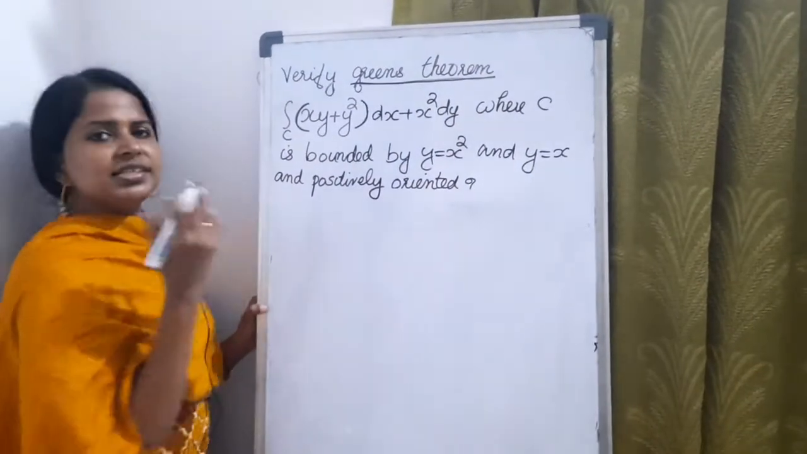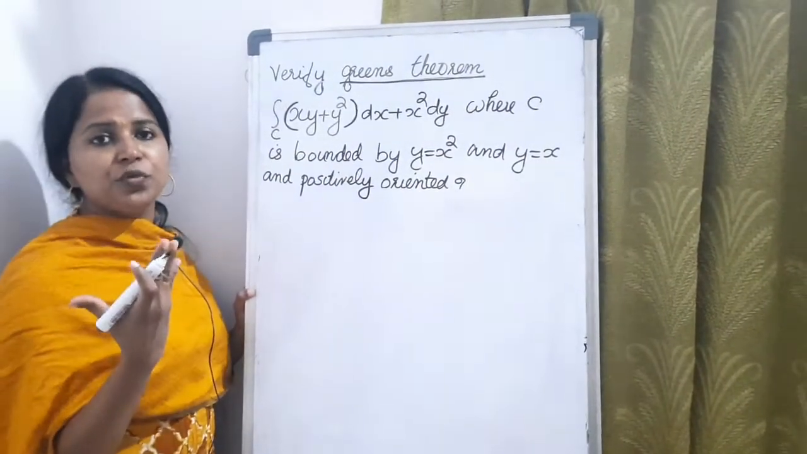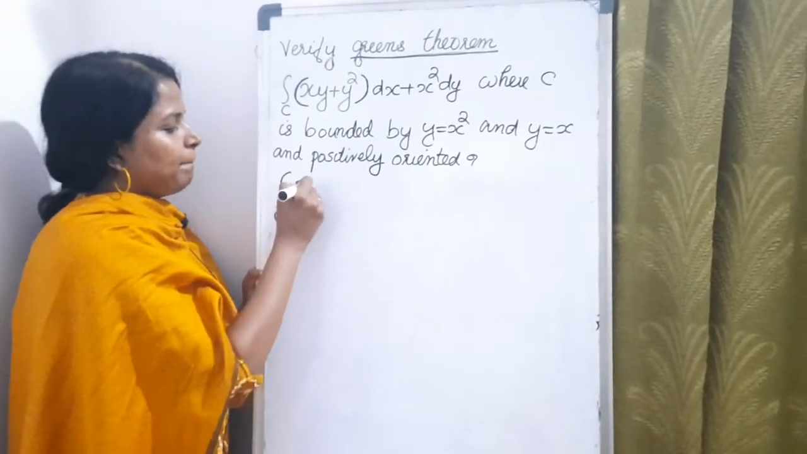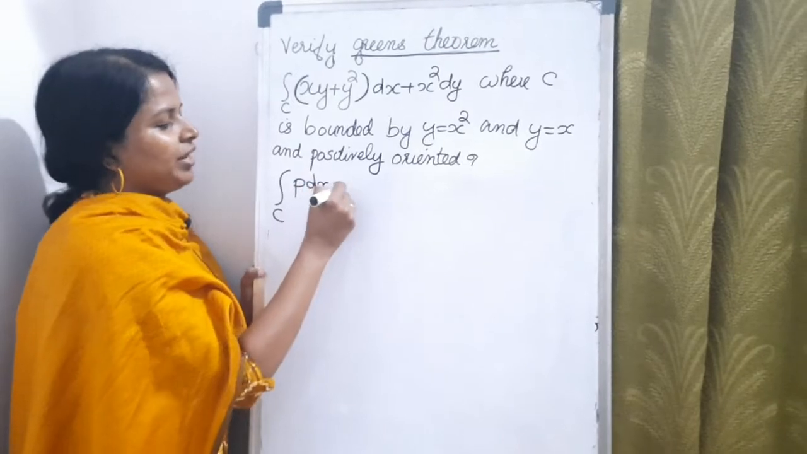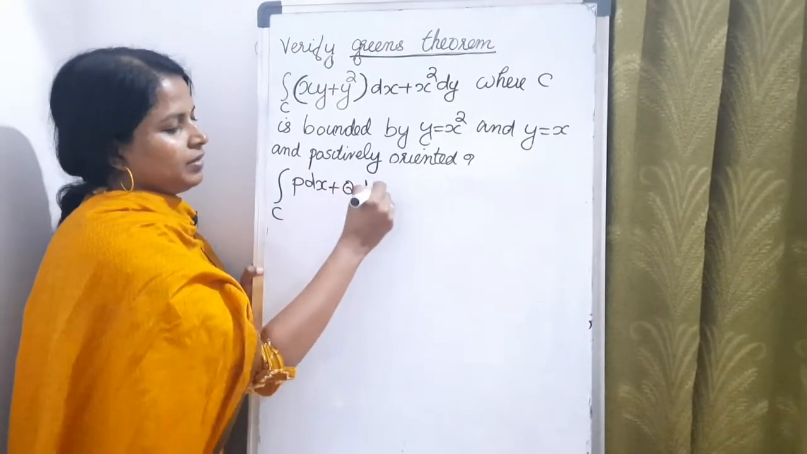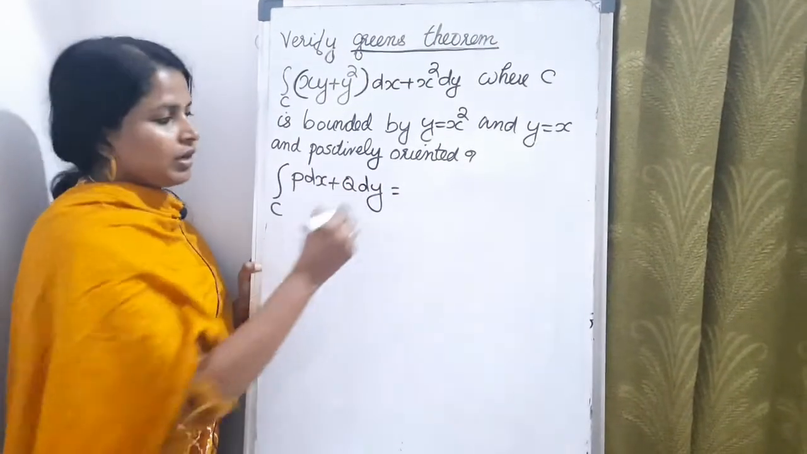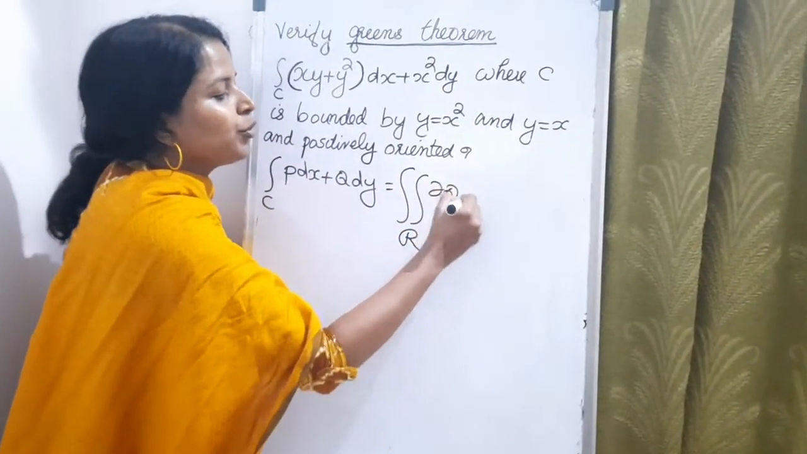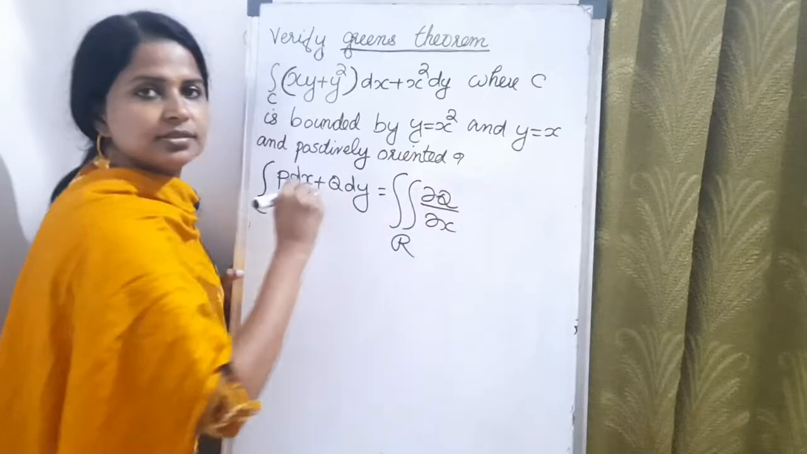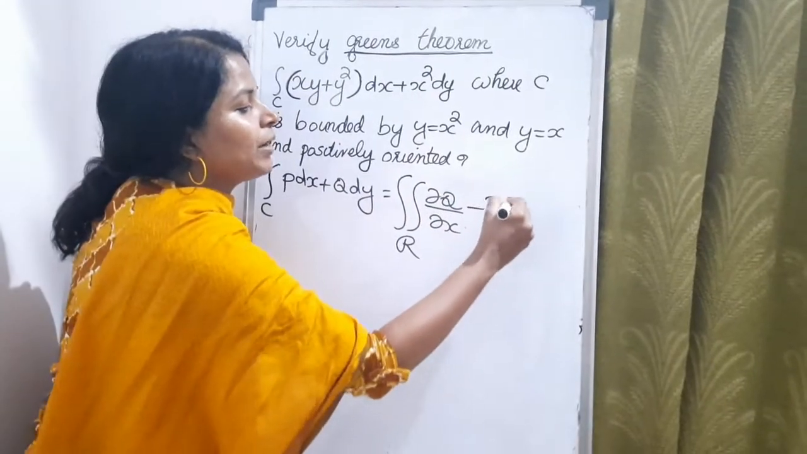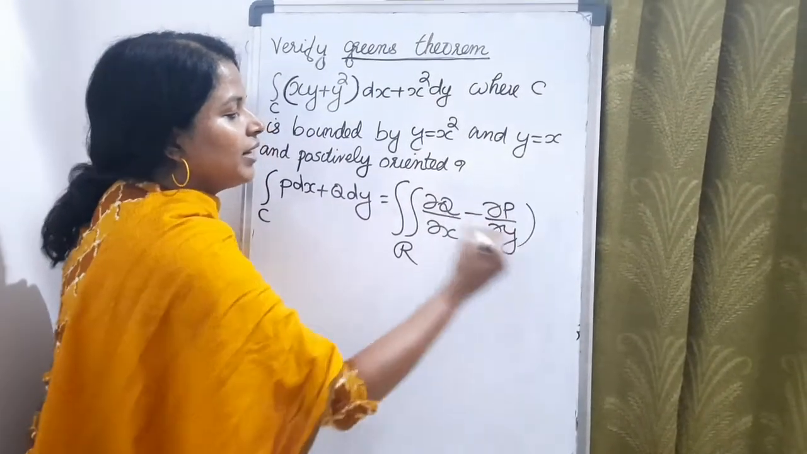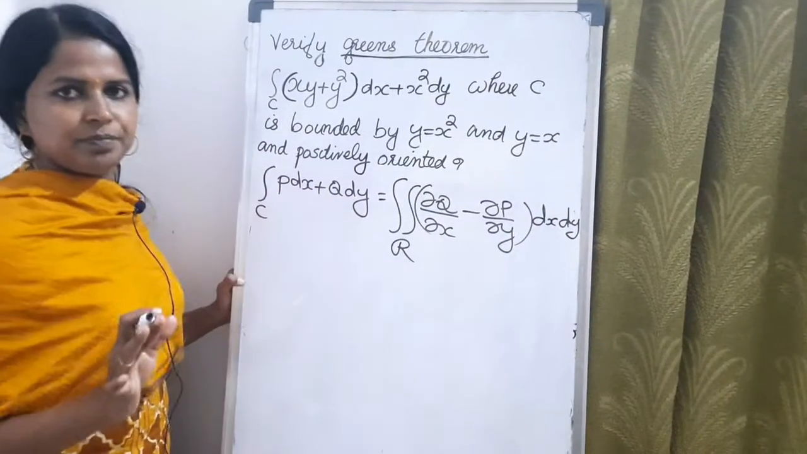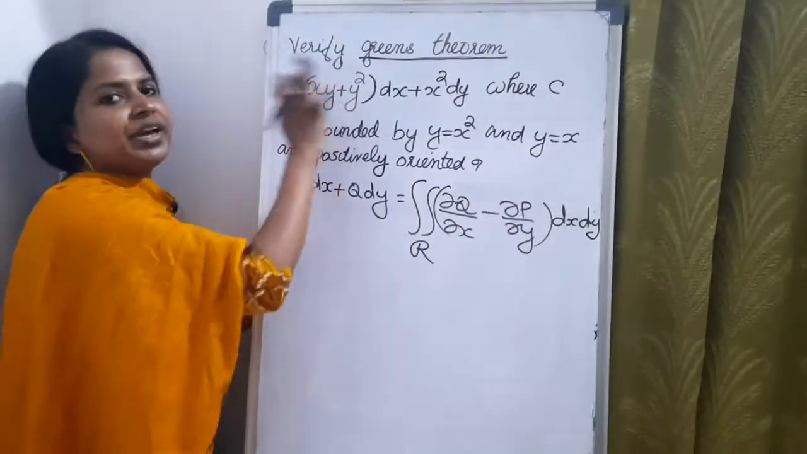What is the statement for Green's theorem? What is the formula for Green's theorem? Line integral over C of P dx plus Q dy is equal to the double integral over R of (dou Q by dou x minus dou P by dou y) dx dy. This is the formula for Green's theorem. Then here, verify Green's theorem.